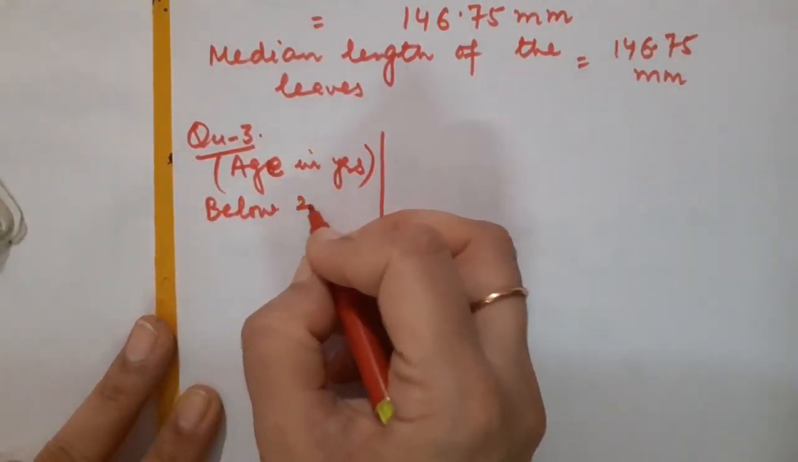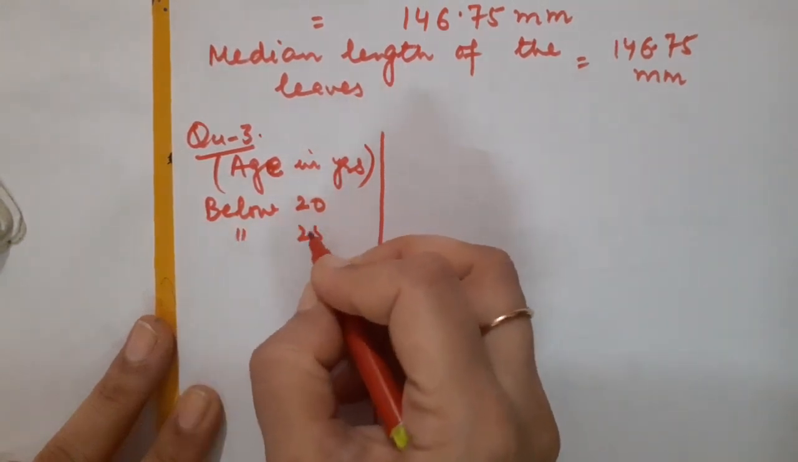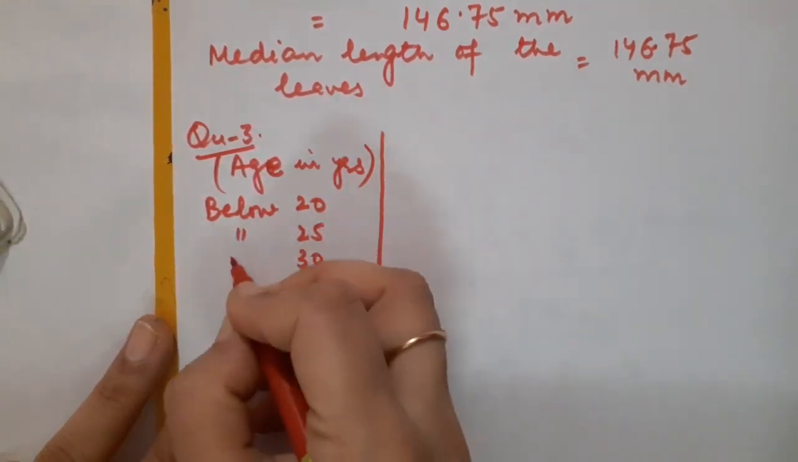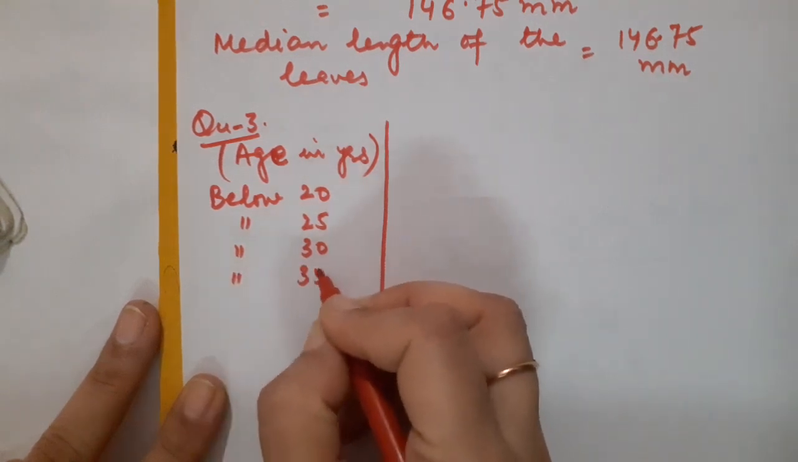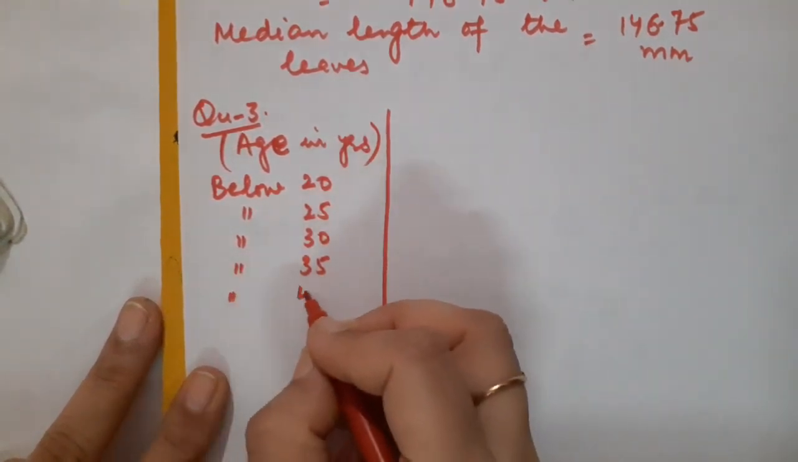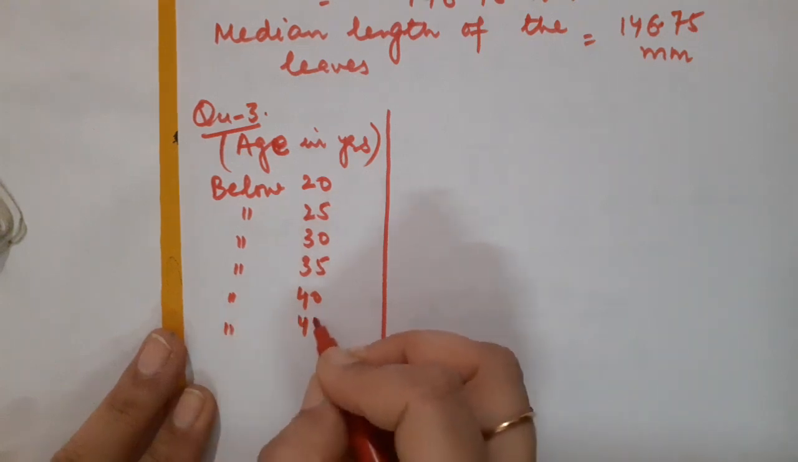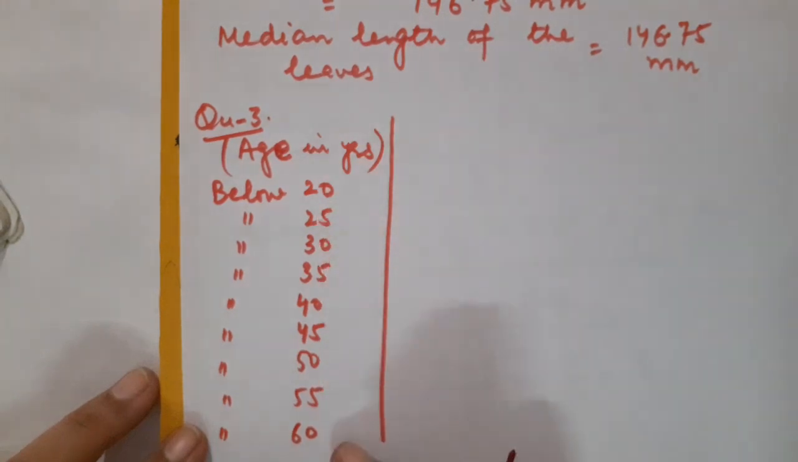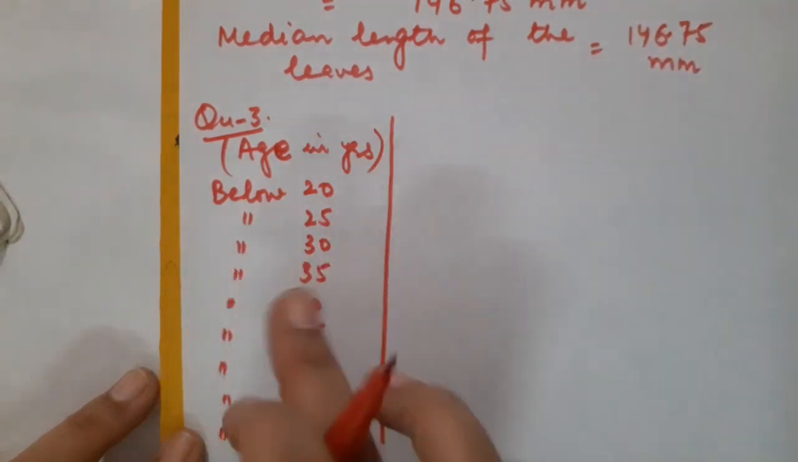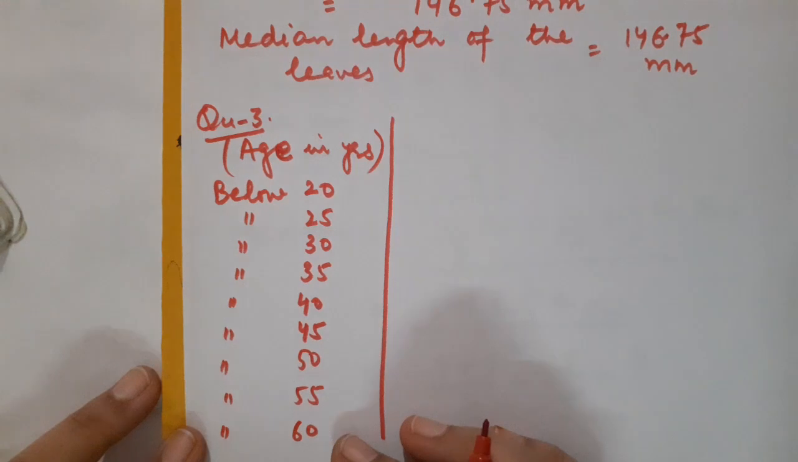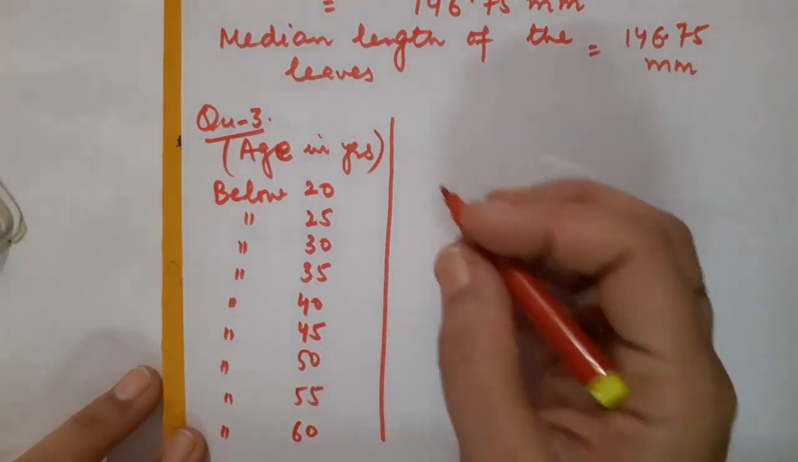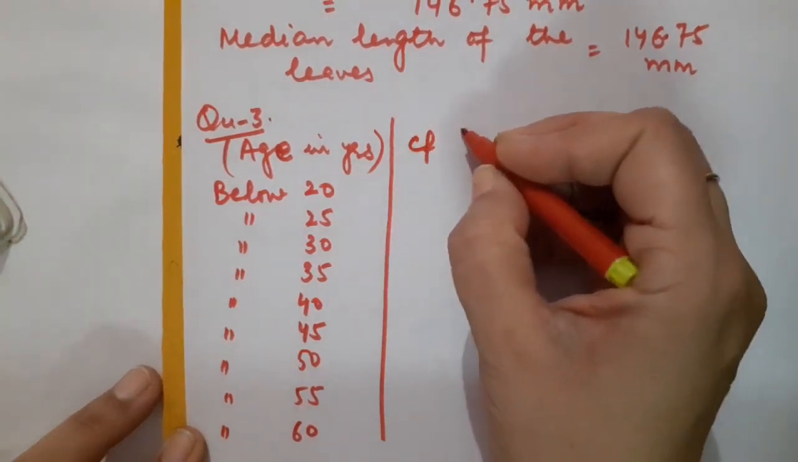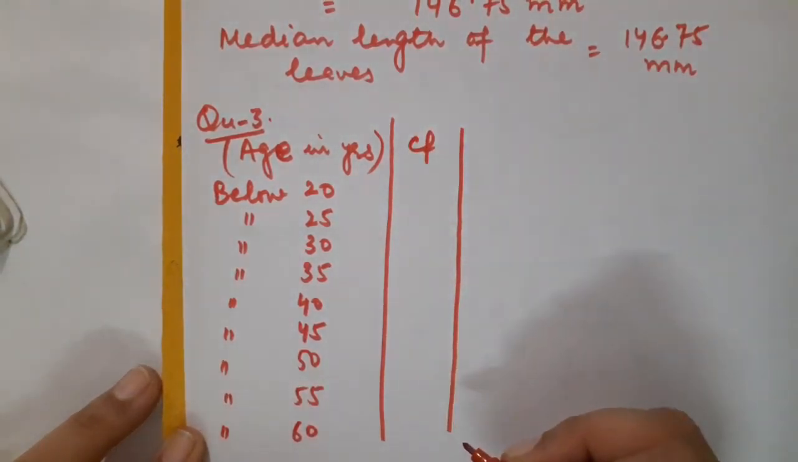This is below 20, then below 25, below 30, below 35, below 40, below 45. So children, here as you can see, below is already given, means less than type is already mentioned over here. So always remember, whenever less than type is there, the frequency which is given to you will be cumulative frequency always. That will not be the actual frequency.